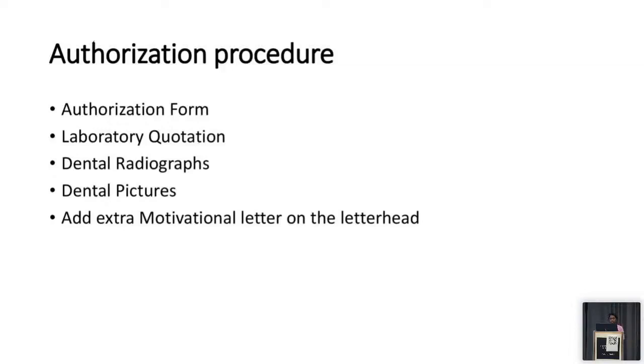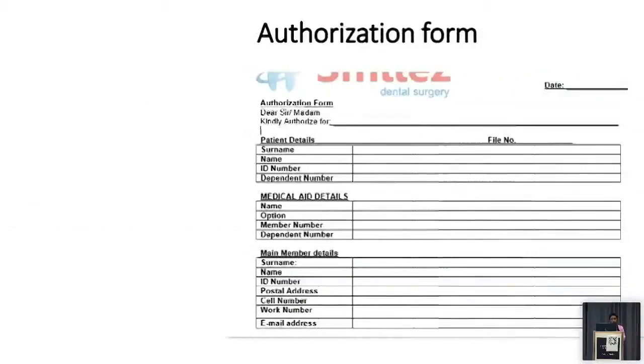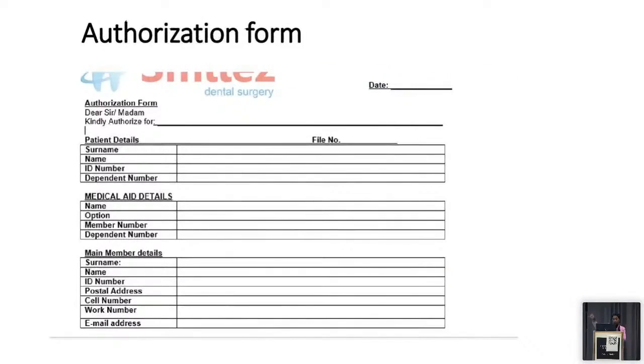Because some medical aids, if you authorize for a crown, they'll tell you the tooth is not fractured up to a third or something. Some nonsense, sorry. Yeah. And then you can add an extra motivational letter to the letterhead. So the dental pictures, they help to show that whatever you're talking about, it's there. Because sometimes the x-ray doesn't show what the picture can show. So you just bring the patient to them. This is the patient through an email with the pictures.